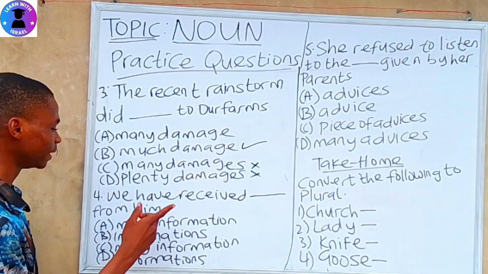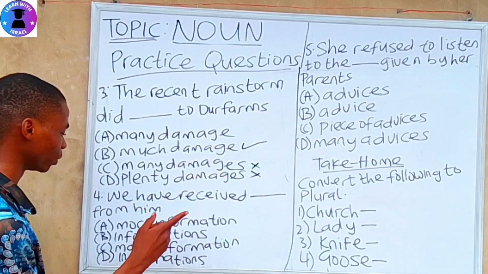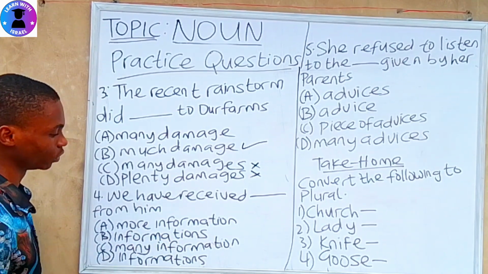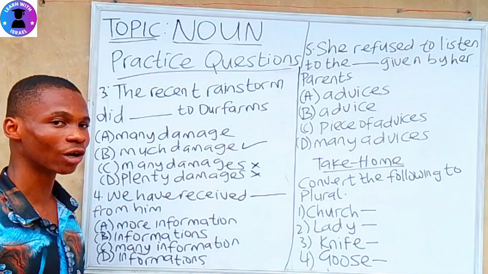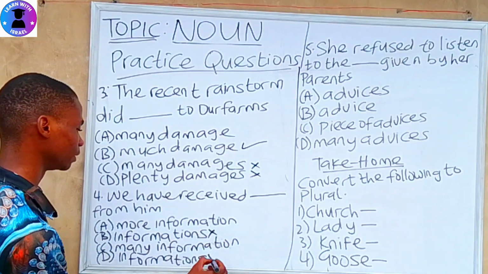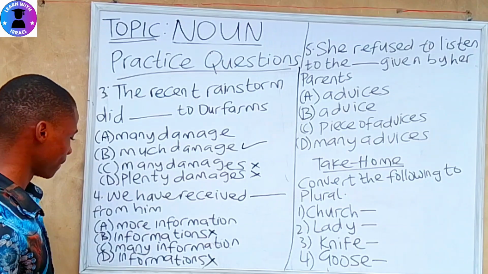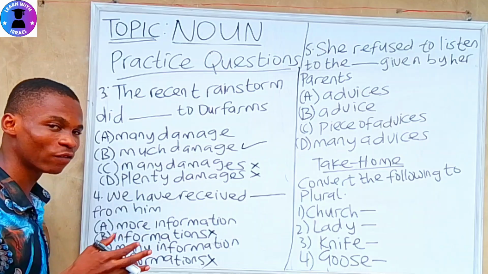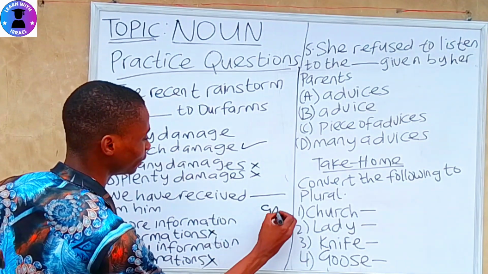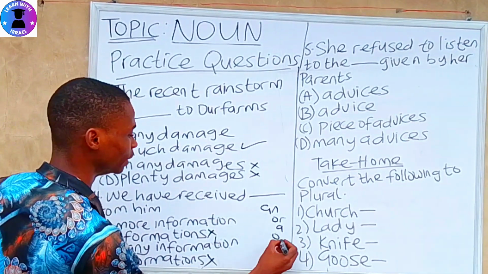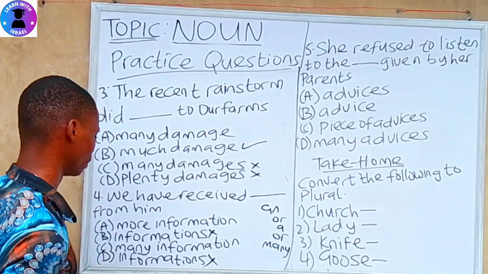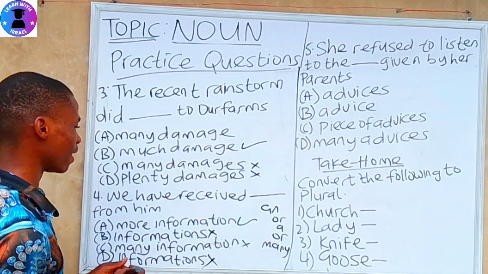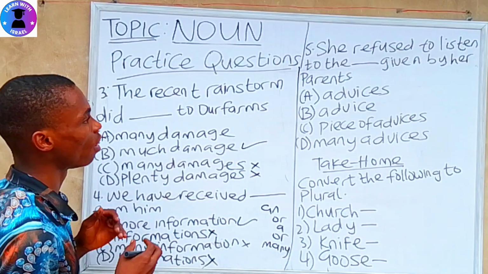Question 4. We have received blank from him. A. More information. B. Informations. C. Many information. D. Informations. No, I said earlier that adding S to information makes it wrong. So options B and D are eliminated. Adding many or a, or an information, is also wrong. Adding an, a, or many makes it wrong. So the appropriate answer is more information. We have received more information from him.